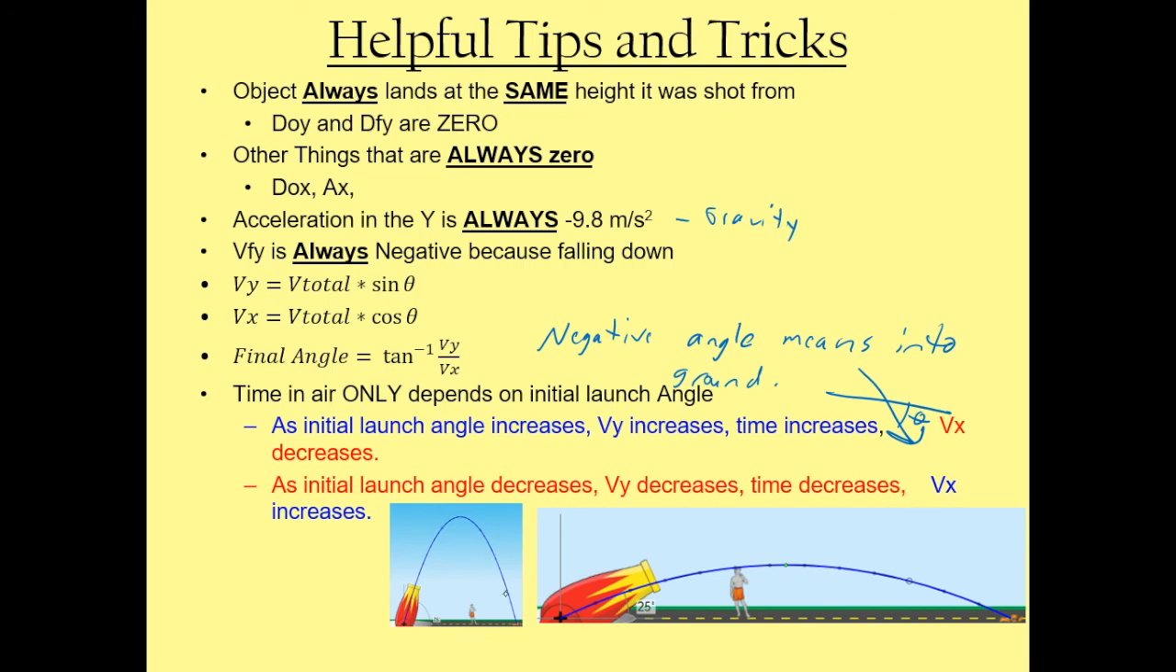Here's the two pictures that we saw before, where on the left side we have a big launch angle. We can see that we reach a higher maximum height, and on the right side we have a smaller launch angle, meaning that we reach a lower maximum height.